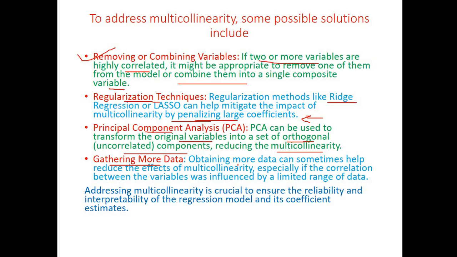Gathering more data. In some cases, due to the limited range of data availability, the correlation may arise between the variables. In that case, we will try to collect more data pertaining to that data set or problem, so that we can reduce the effect of the multicollinearity problem among the variables. Addressing multicollinearity is crucial to ensure the reliability and interpretability of the regression model and its coefficient estimations.